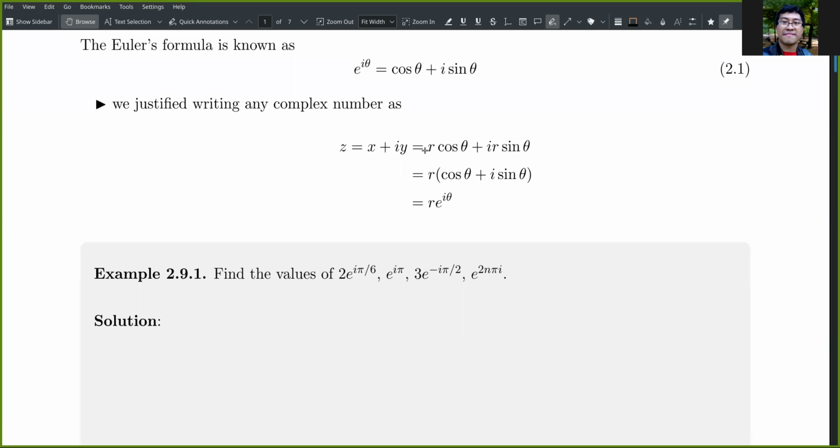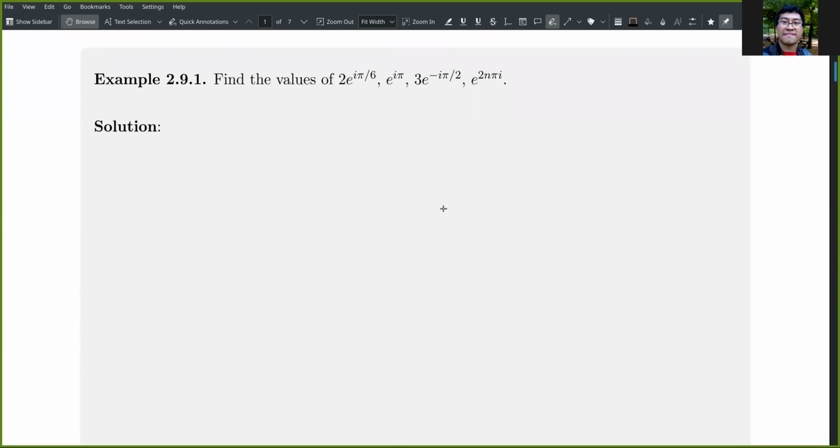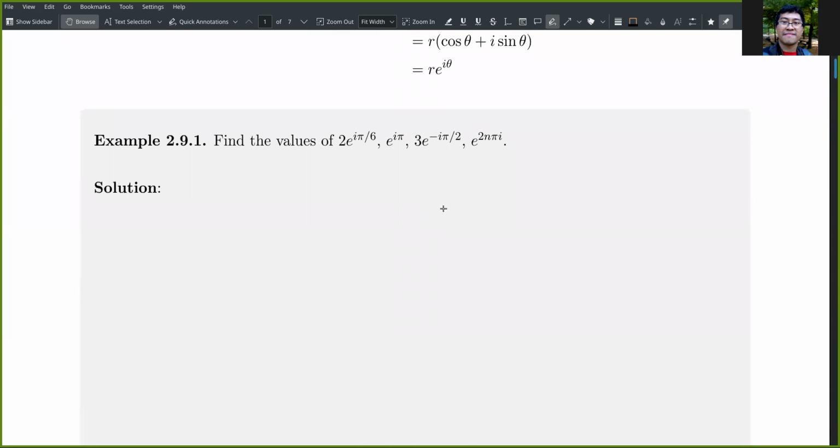In terms of the magnitude r and the angle theta, x is r cosine theta, y is r sine theta. Factoring out r, we have r times cosine theta plus i sine theta. This, from Euler's formula, is given by e to the i theta, so we can write z as r times e to the power of i theta.